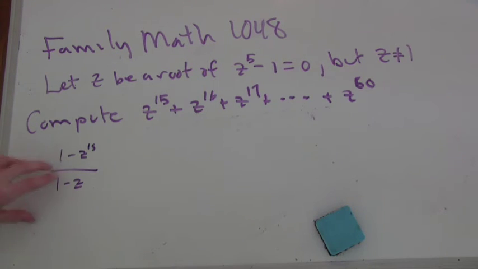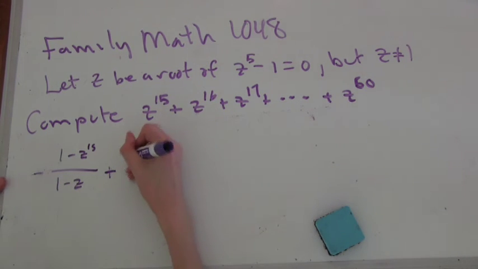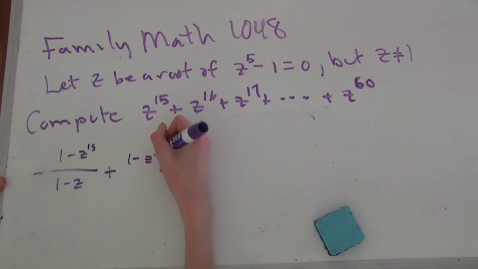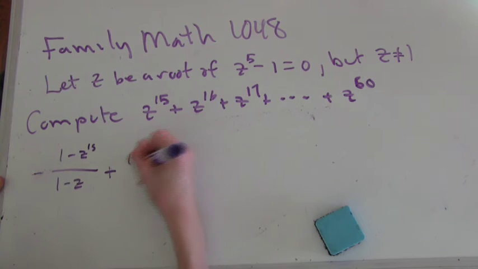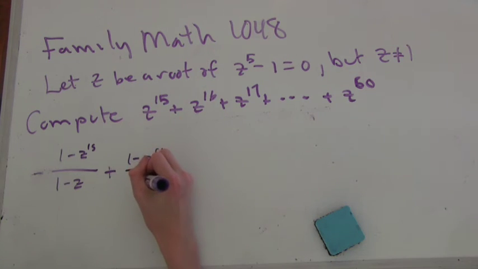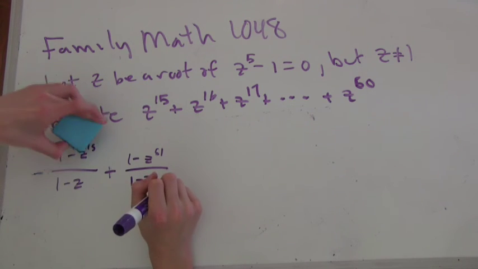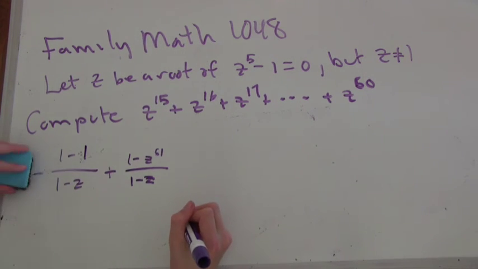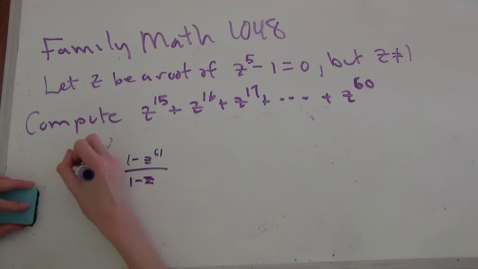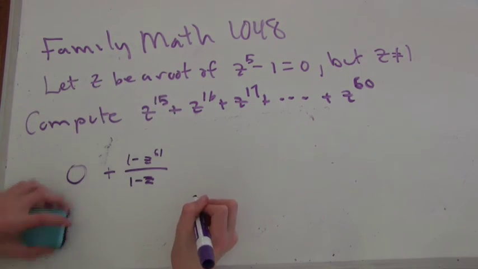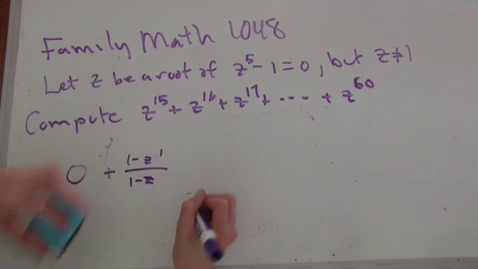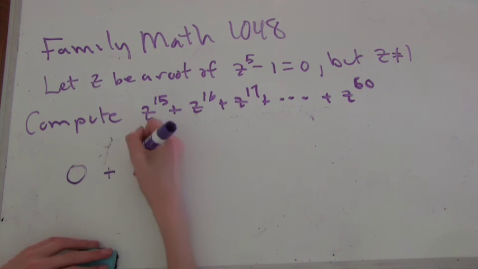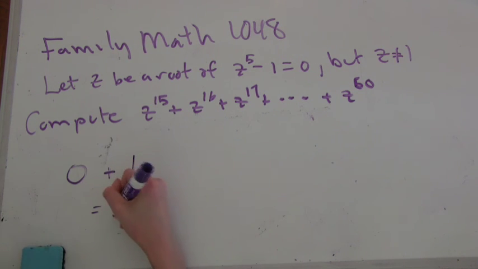And then you'd subtract that from 1 minus z to the 51st over 1 minus z. Again, this simplifies to 1, so this whole term becomes 0. This simplifies to z to the first. 1 minus z over 1 minus z, this term becomes 1. So you get 1. Nice.